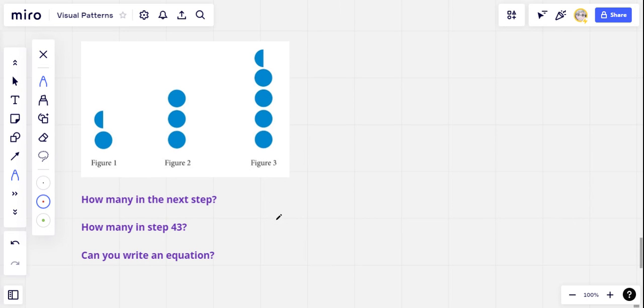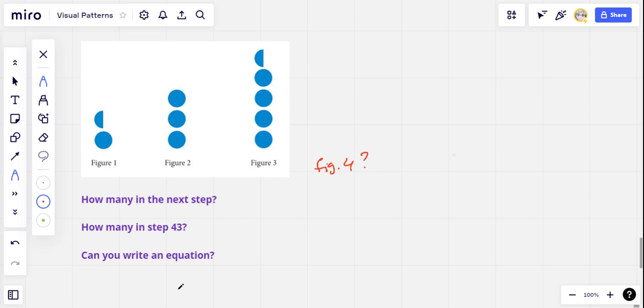Hello everybody and welcome back to another visual pattern challenge. Here is our pattern today. We've got figure 1, then figure 2, then figure 3. And your challenge is to tell how many of these circles are going to show up in figure 4. If you can do that, can you tell how many would show up in figure 43?